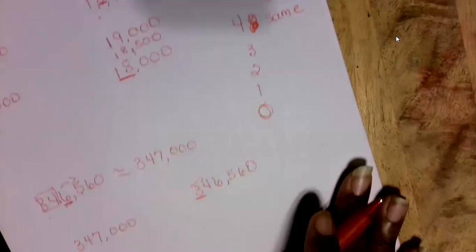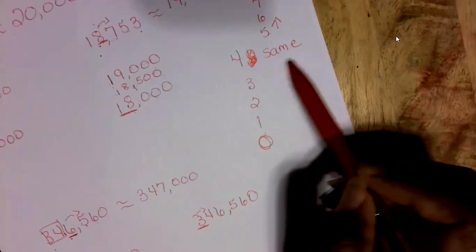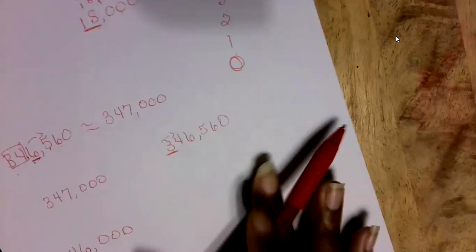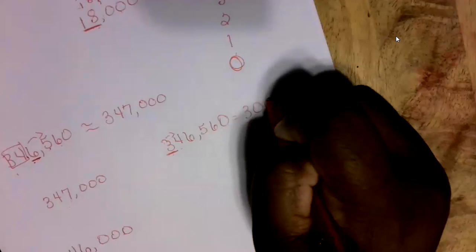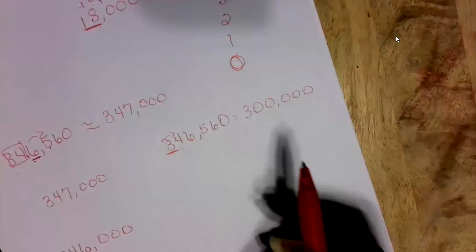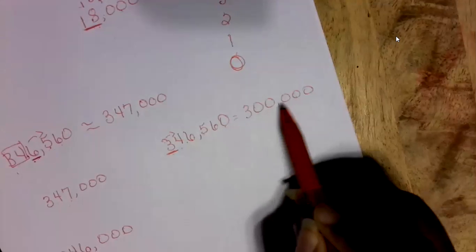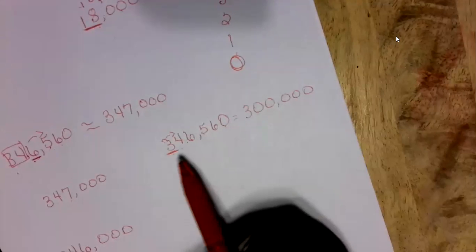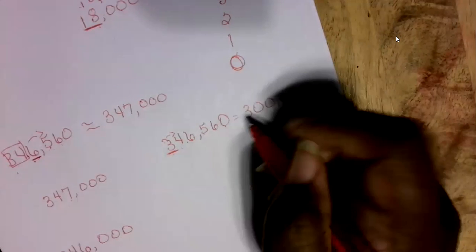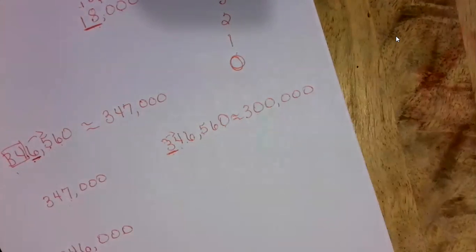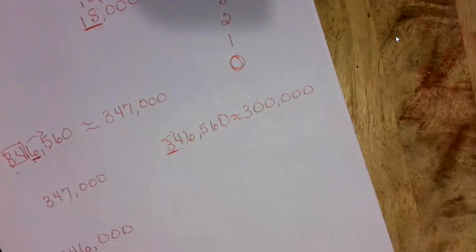So if we go back up to where we wrote our little chart, we said 4, 3, 2, 1, that number is going to stay the same. So it's a 4 there, so that tells me that 3 is going to stay the same. And everything behind it is going to become zeros. So I have 1, 2, 3, 4, 5 numbers behind that place value. So we're saying that 346,560 is about, so make sure it's the wiggly signs, not the equal sign, 300,000. This is when rounded to the nearest 100,000.